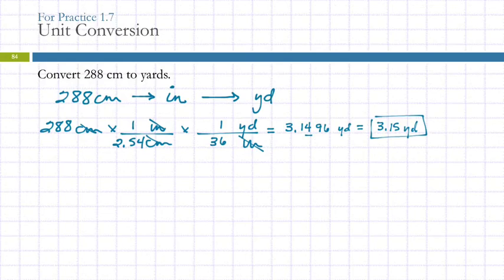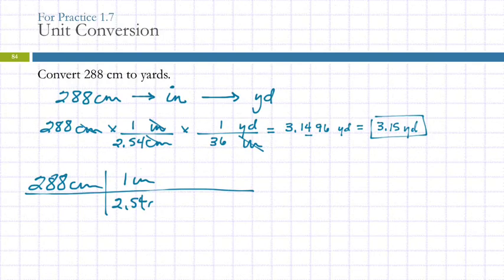Question? Besides this method, there's also one called the train method. So to make it less confusing, instead of having the x and the multiplication, you can just have a straight line. Yeah, you can do that. Then you'd have 288 centimeters, and you'd have one long line here. And you'd have 1 inch up here and 2.54 centimeters down there. And 1 yard up here and 36 inches down there. And that is entirely fine. Remember, though, that you're multiplying by the top, dividing by the bottom. Multiply by the top, divide by the bottom. Any other questions?